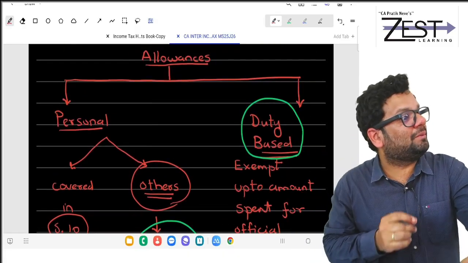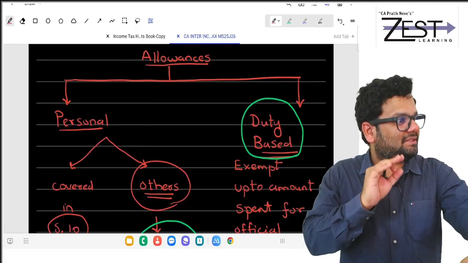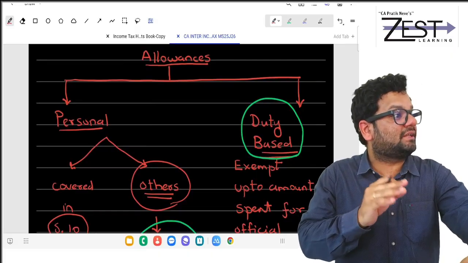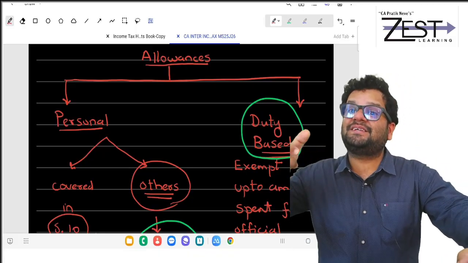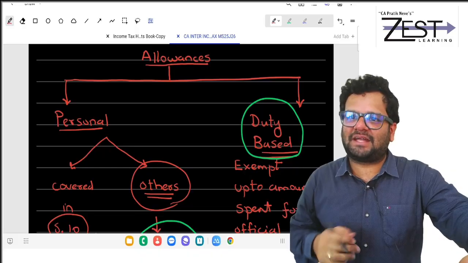Okay, duty based allowance. What will happen with duty based allowance? Duty based allowances will be exempt to the extent of the amount spent, which means to the extent saved they will become taxable.